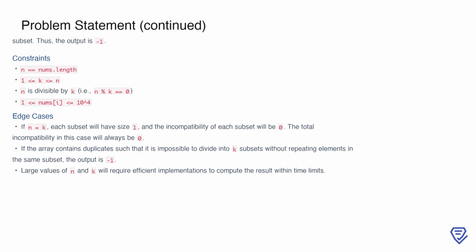On the other hand, if the array contains duplicates that make it impossible to divide into k subsets without repeating elements in the same subset, the output must be -1. Efficient algorithms are necessary for larger values of n and k to ensure the solution runs within acceptable time limits.